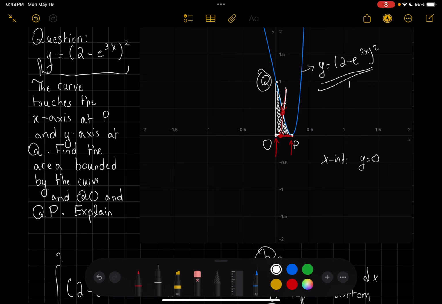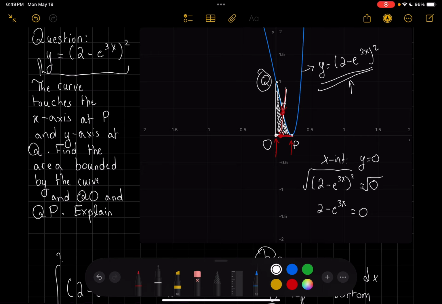So that means for this equation, we need to set y equal to 0. Then you're going to get (2 minus e to the power of 3x) all to the power of 2 equals 0. You can square root both sides. So it's going to be 2 minus e to the power of 3x equals 0. So you can remove the brackets over here. You don't need the brackets anymore.